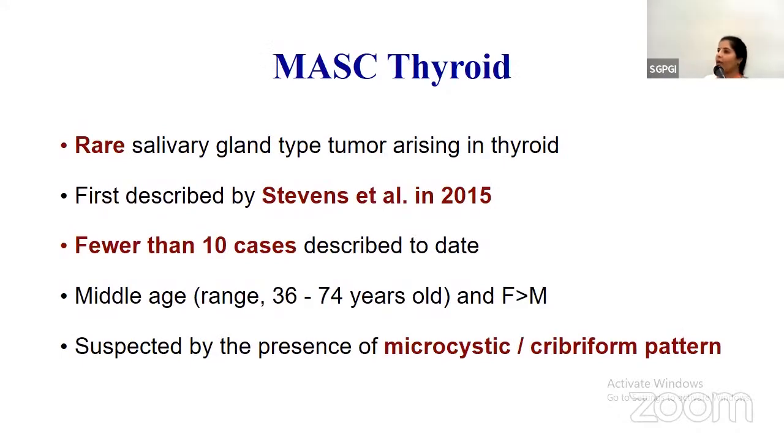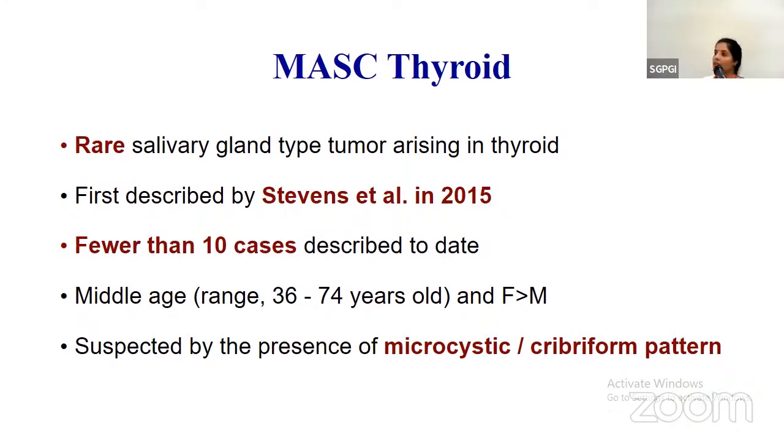So a little bit about this rare tumor. It is a rare salivary gland tumor. It was first described in 2015, but was more talked about after 2017 when it came in the WHO Blue Book. In thyroid, less than 10 cases have been documented so far. Usually it involves middle-aged females, usually in an age range of 36 to 74 years.